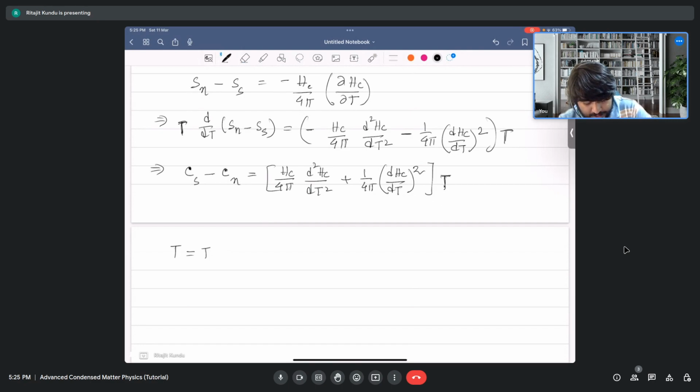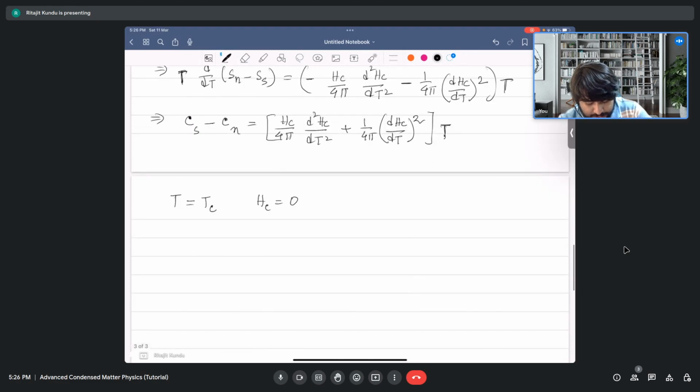When you are sitting exactly at Tc, the superconductivity has vanished, and as a result you need zero field to break superconductivity because it is already broken. So Hc is 0 at T equal to Tc.